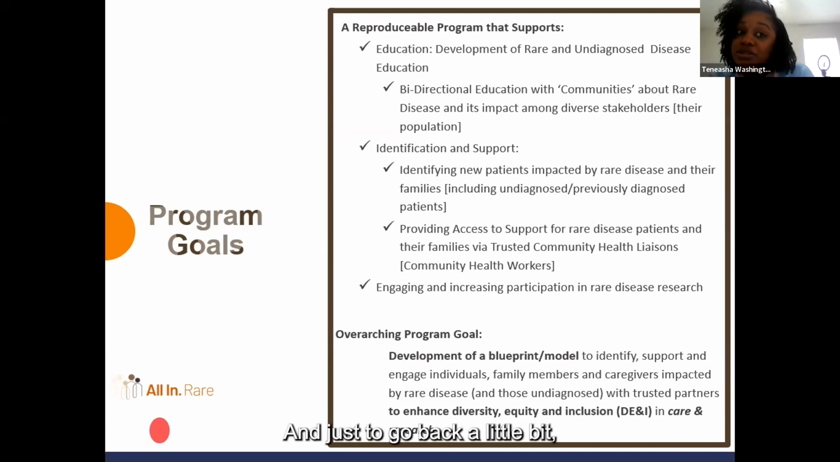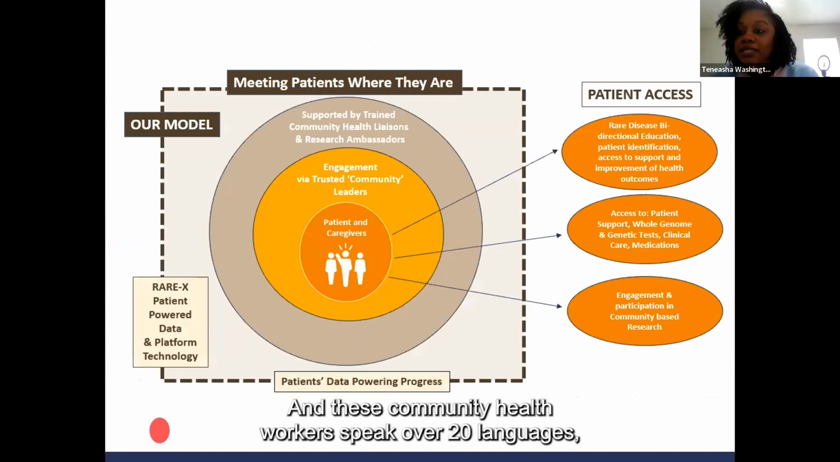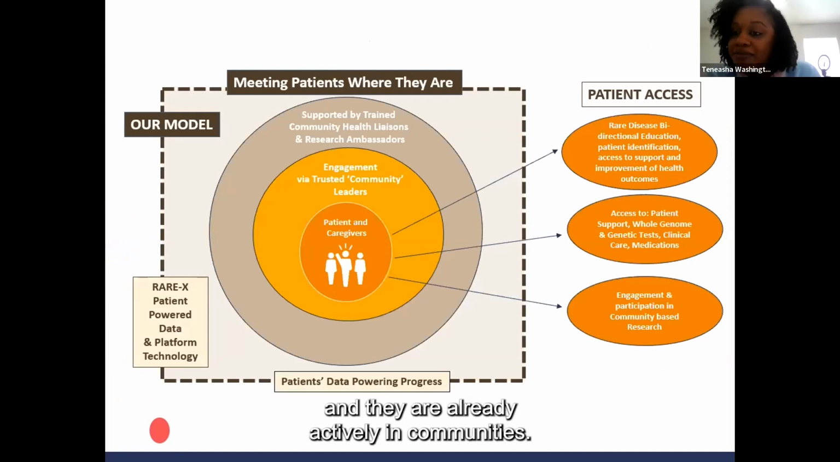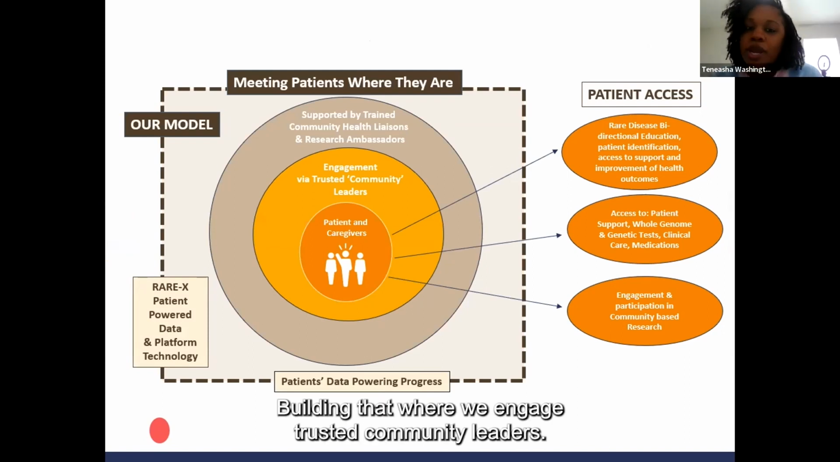And just to go back a little bit, the Community Health Council of Wyandotte County, one of the partners, already has an active program in Kansas City where they have trained over 20 community health workers. These community health workers speak over 20 languages, and they are already actively in communities. But our idea is starting with patients and caregivers, of course, and building that out, where we engage trusted community leaders.